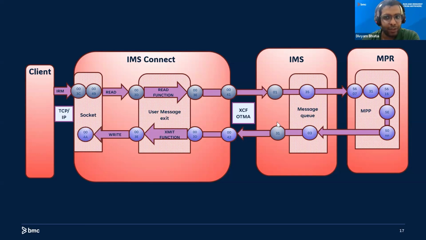Once that's done, the formatted or processed message is written back to the socket through the event ID 4A. Once every functionality is complete in IMS Connect, we would send back the response to the client itself. So this will be sent, and the MPR that started with the event ID of 008 will shut down with the event ID of 007 after the whole processing is complete.